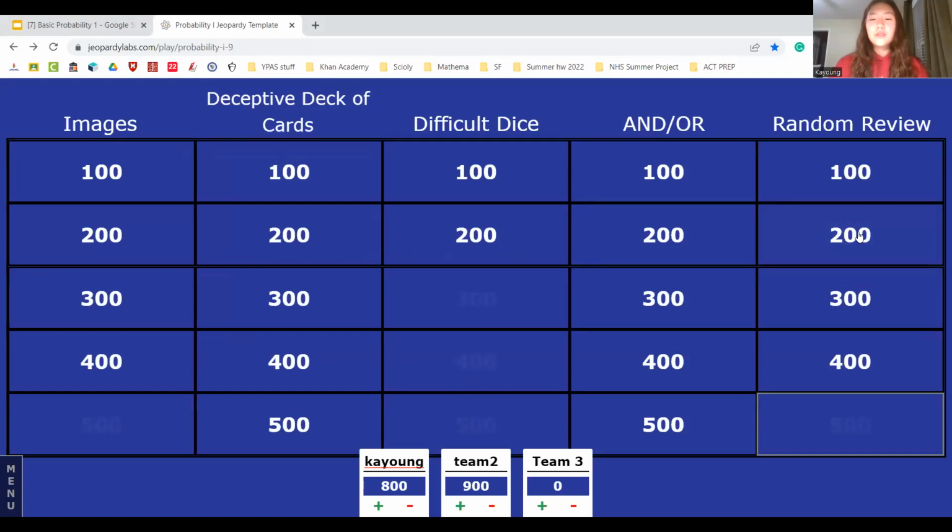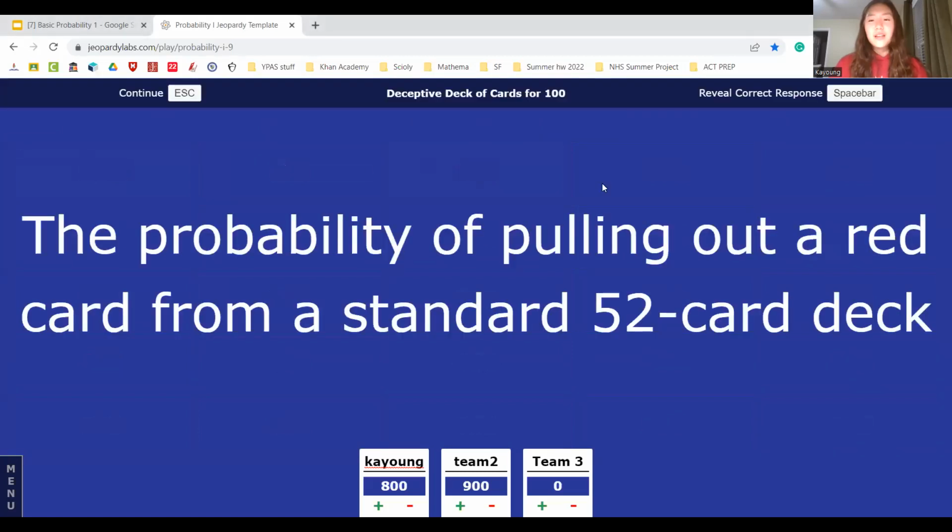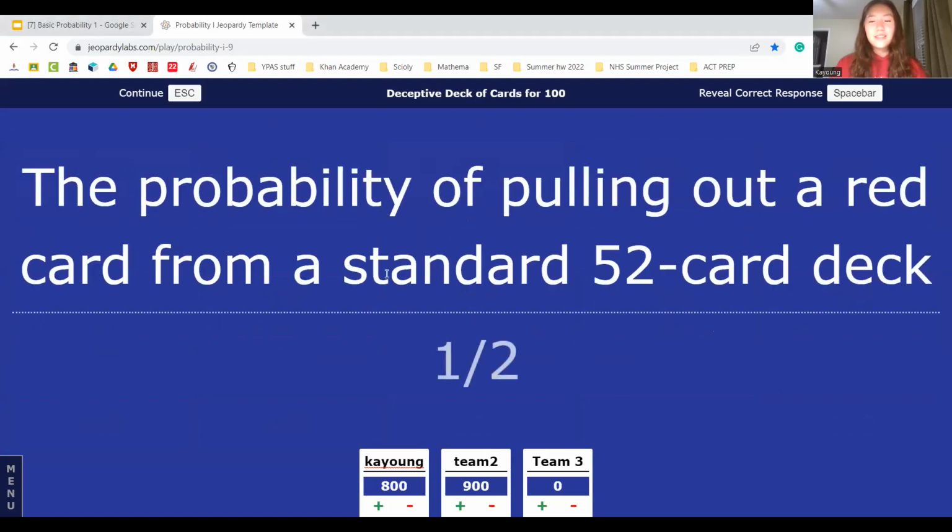Okay, so let's see. I'm going to choose a 100. Yeah, I want it to be even. And then let's see. Okay, I'll do cards 100. Probability of pulling out a red card from a standard deck. Oh, that's easy. 1/2. Yep. Okay.